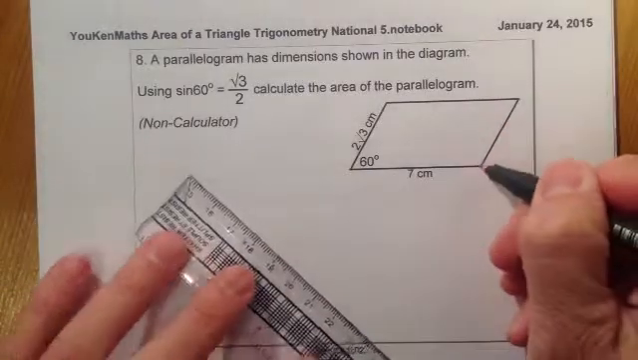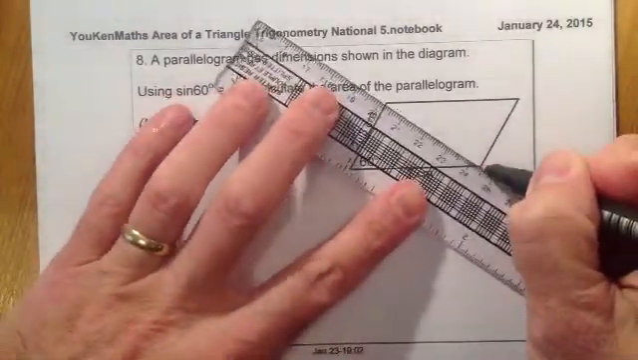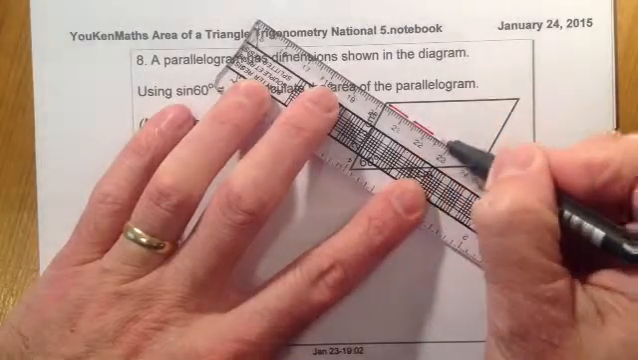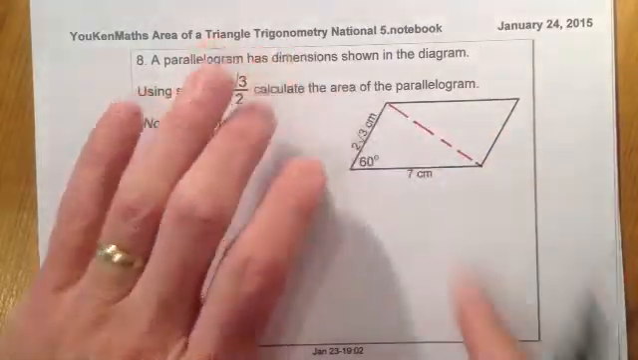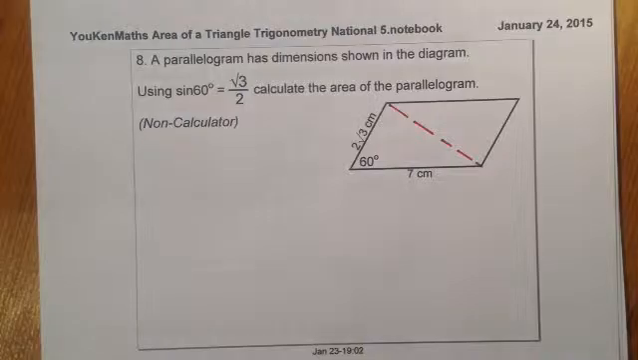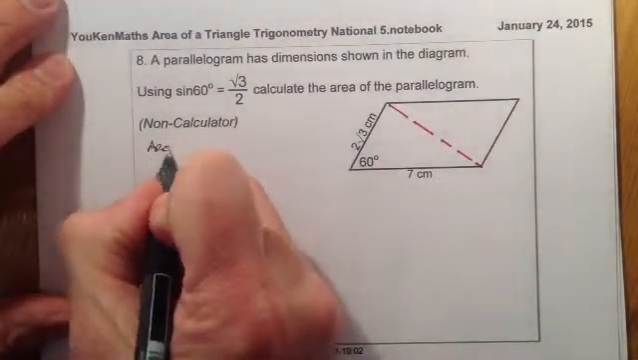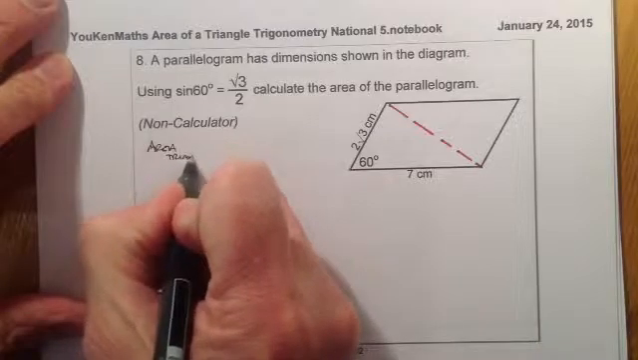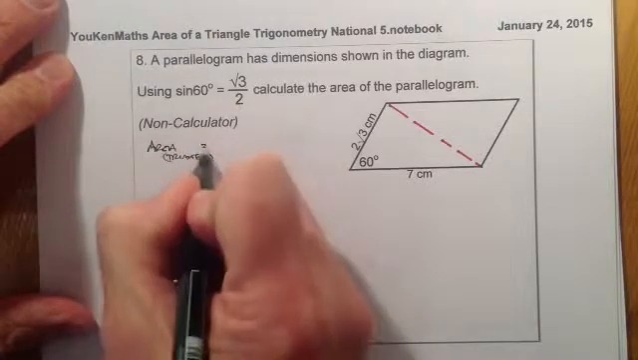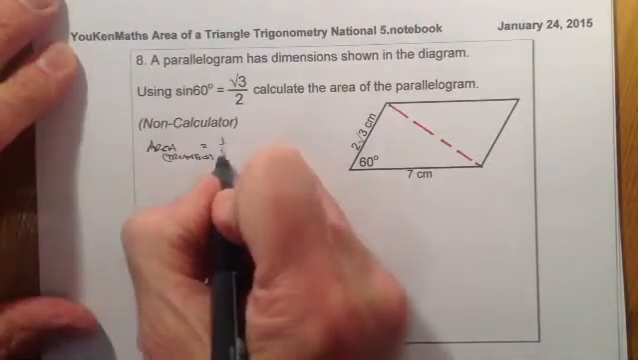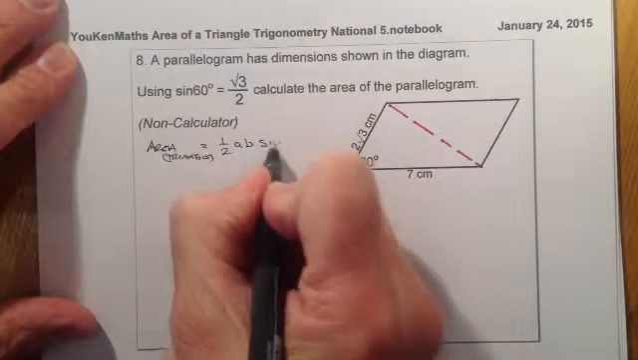So like I did before, we know that a parallelogram is made up of 2 congruent triangles. So I'm going to start using this triangle first of all. Let's go for the area of the triangle. So the area is going to be equal to, we've got half ab sine C.